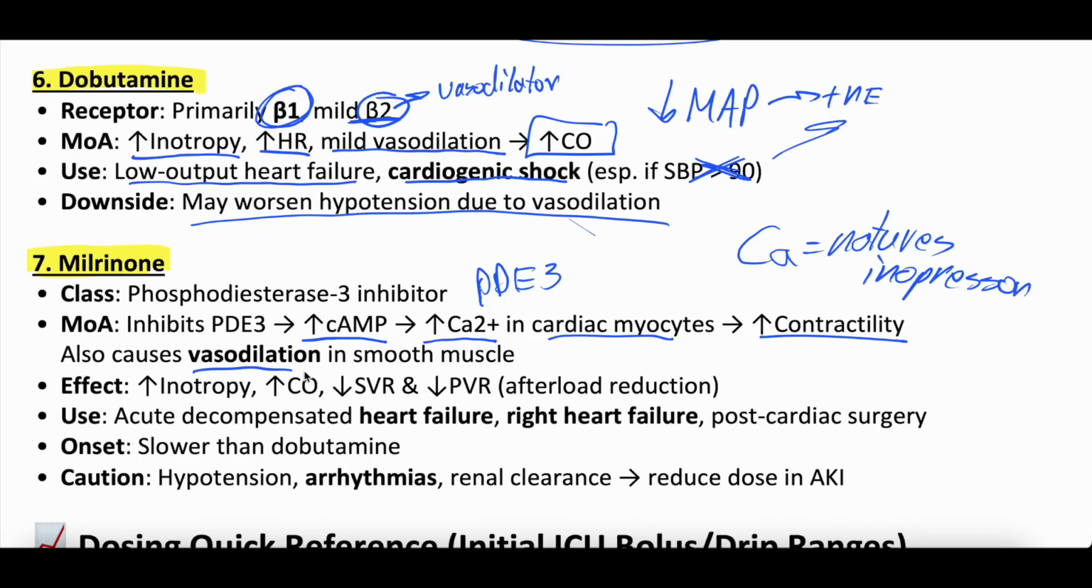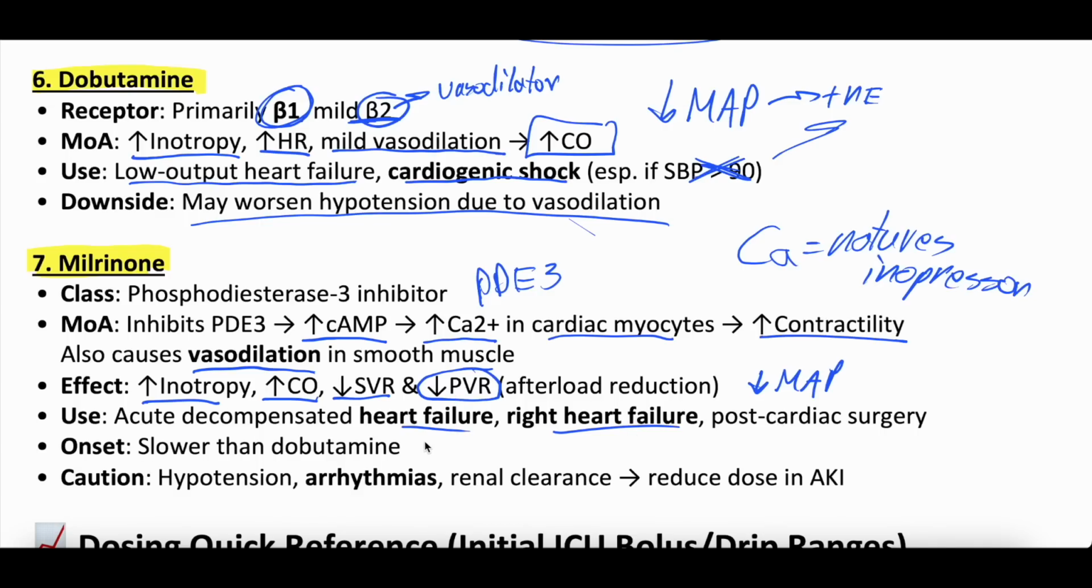It does cause vasodilation in smooth muscle, just like dobutamine causes vasodilation. So the effect is increased inotropy, increased cardiac output, decreasing SVR, decreases MAP, and this can decrease pulmonary vascular resistance, which is nice too. This helps out the right heart as well. So good use in decompensated heart failure, right heart failure, cardiogenic shock.